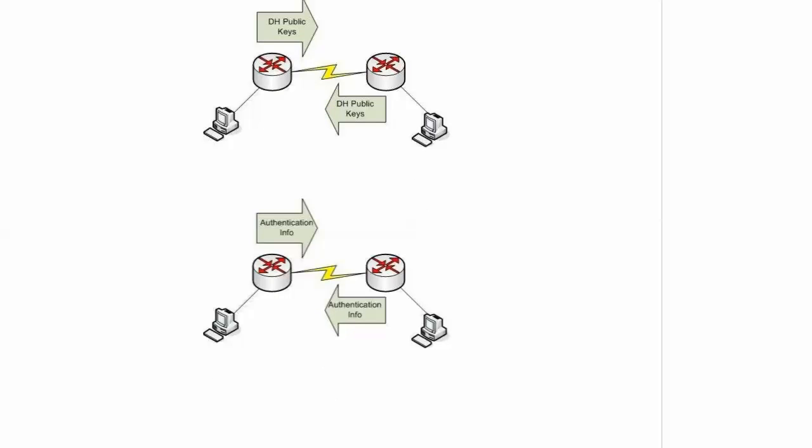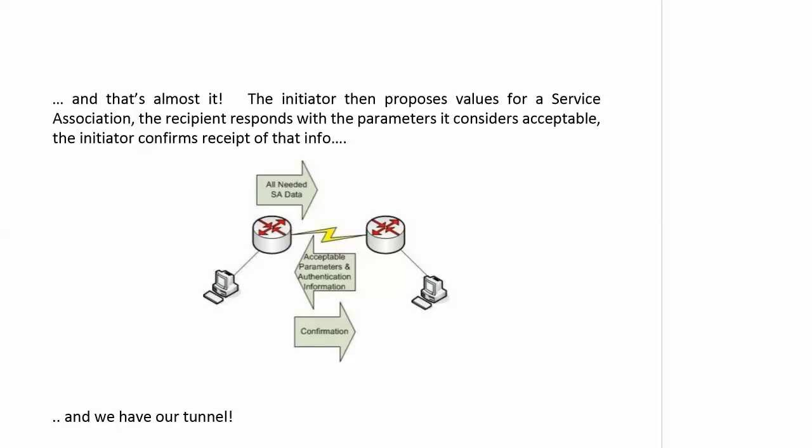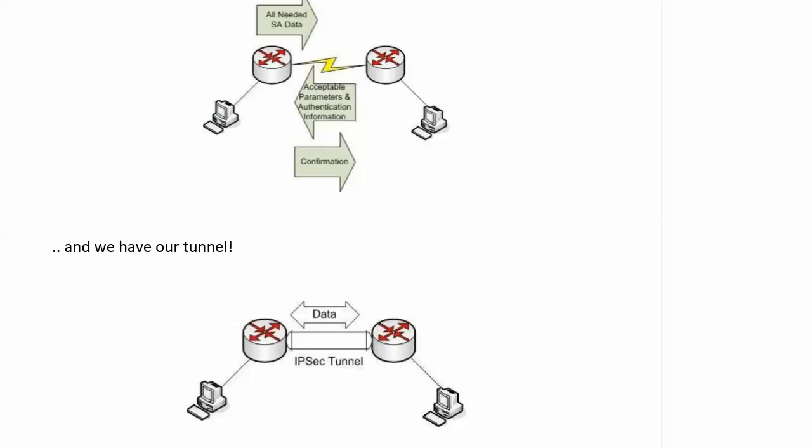Let me flip down one here. There we go. The initiator then proposes values for a security association, an SA, and the recipient responds with the parameters it considers acceptable. The initiator confirms receipt of that info, and bada bing, bada boom, we've got our VPN tunnel, our IPsec tunnel.